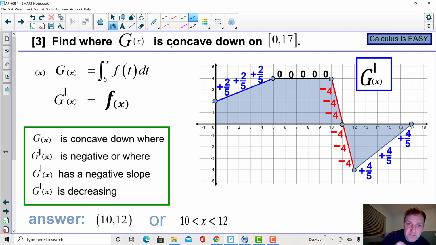Now we need to know where the second derivative is negative because we want to know where g is concave down. The only interval where g double prime is negative is from x equals 10 to x equals 12. So that's going to be our answer, and you can write it in either format. The first one does kind of look like a point, so I usually prefer to use this notation here.